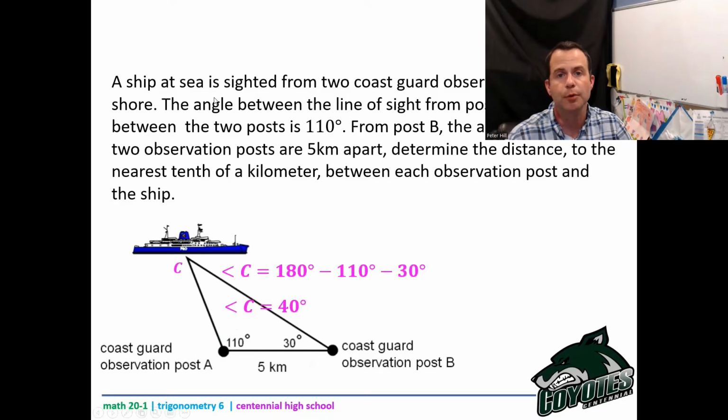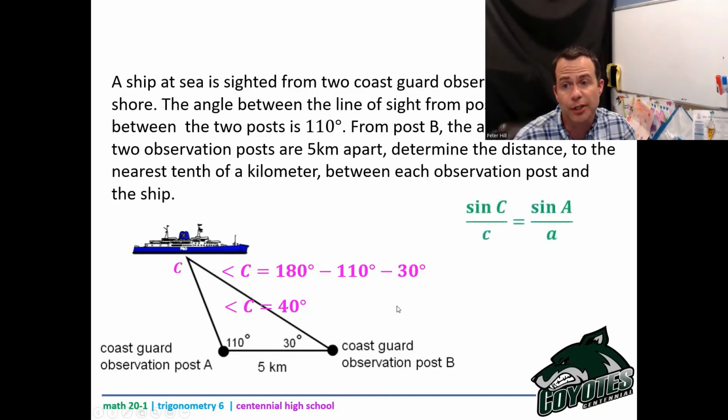Our job was to figure out the distance between each observation post and the ship. So I need to figure out this line and this line. Again, that's two sine laws. The pair I'm going to start with is sine of 40 degrees over 5, and then use that to solve each one of these. So there are two little questions I have to do.